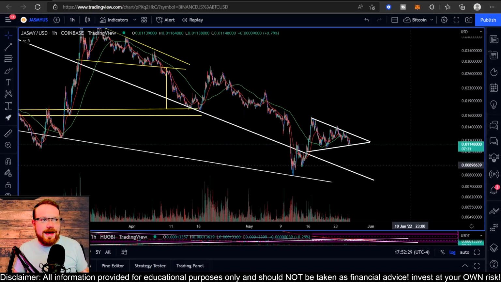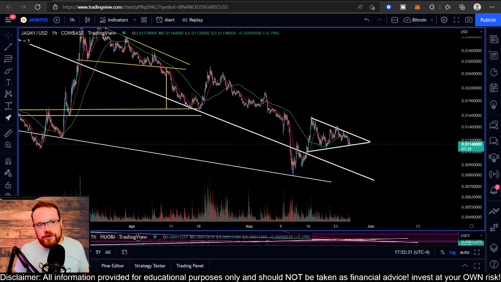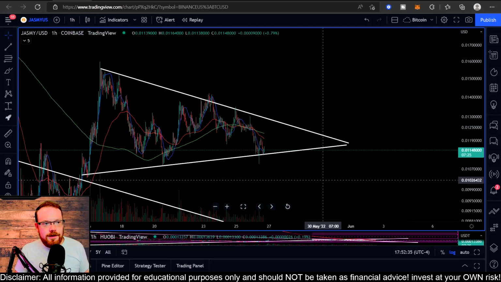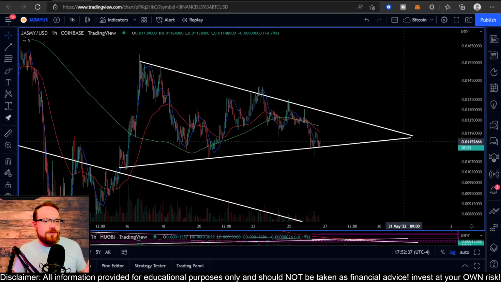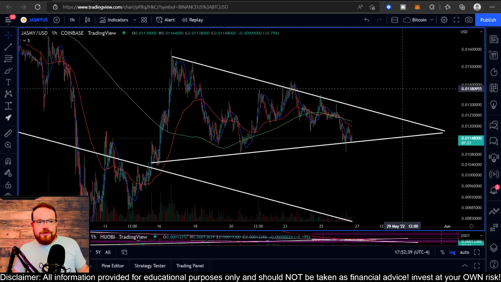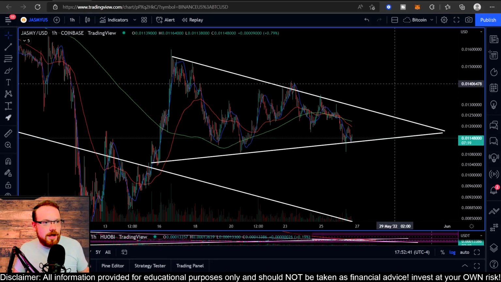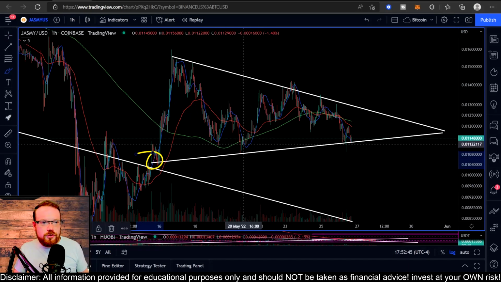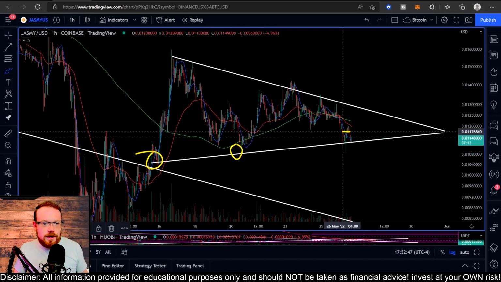Now, taking a look at the hourly time frame for JASMYCOIN, if we were to zoom in here and just take a look at the pattern that's forming, these are one of my favorite patterns. You guys know this if you watch my channel a lot. Now, this is looking very good. We have lots of nice touches, lots of nice confirmations, very nice confirmation of support here.